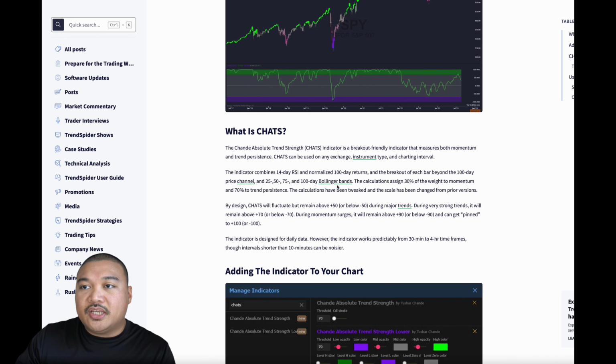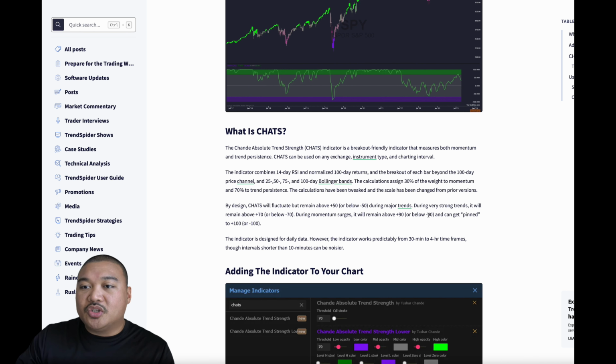By design, the indicator will fluctuate but remain above plus 50 or below minus 50 during major trends. So this is a key number we're going to be looking for. During very strong trends, the number will remain above 70 or below minus 70. If you're going bearish or short, below minus 70. If you're going bullish, plus 70. During momentum surges, it will remain above 90 or below minus 90. It can get pinned to even 100. Hopefully you were able to follow.